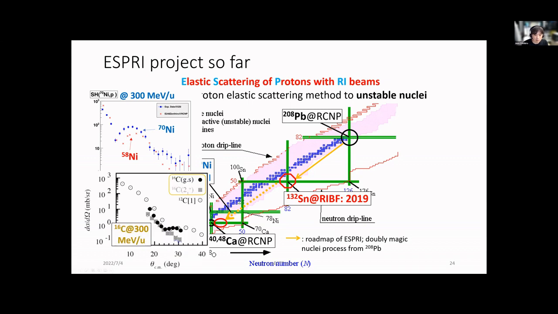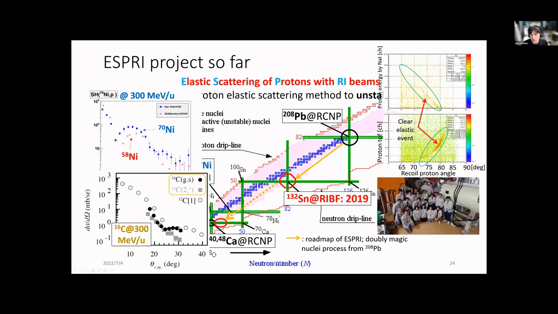Carbon-16 was also done at the RIBF. And recently, tin-132 was measured at the RIBF, and we have successfully seen the correlation. Here are the elastic events, this is the recoil proton energy and angle correlation. And here is a very preliminary result: a diffraction pattern of the cross section in tin-132 was observed.